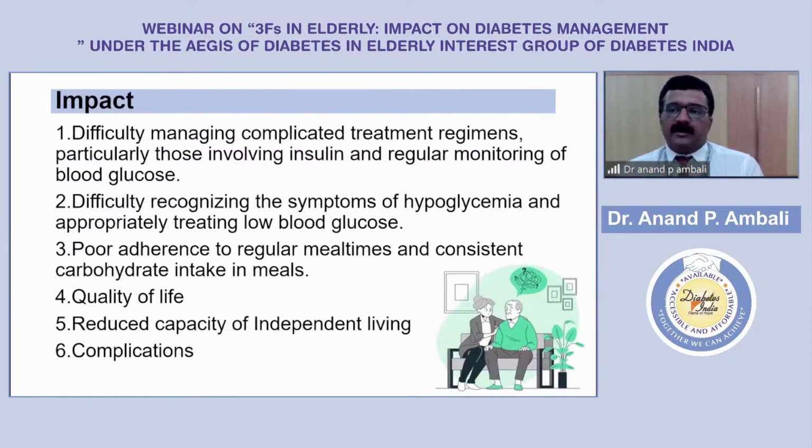Now coming to the last aspect, what is the impact? Knowing that diabetes is there, how it happens, and how dementia is going to be there, how it affects the older person.